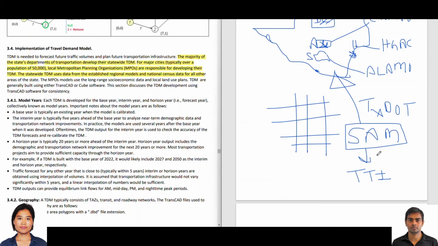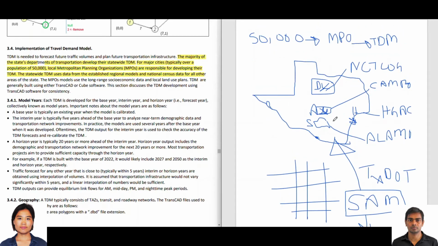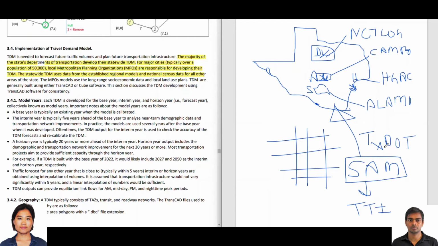So most of the state DOTs have something called a statewide travel demand model, which looks at the entire state, and they are very helpful to do the travel demand analysis for the rural area. And most of the bigger cities have their own travel demand models. So most of the state travel demand models use the four-step TDM method, whereas the bigger cities typically can use activity-based models, or they can use four-step travel demand models.